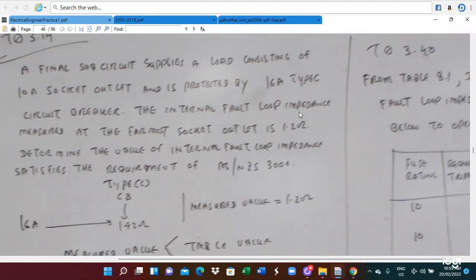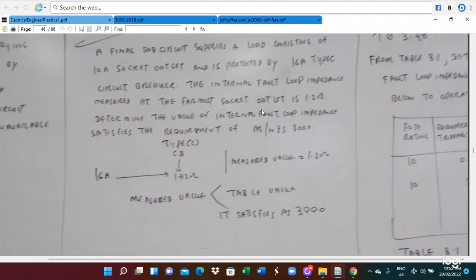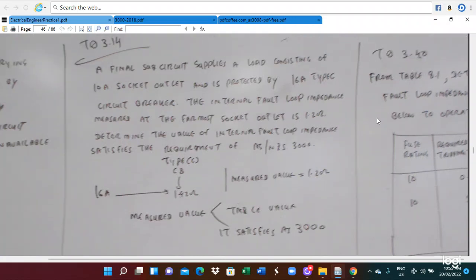Okay, this problem: find a circuit supplying a load consisting of a 10 ampere socket outlet, protected by a 16 ampere type C circuit breaker. The fault loop impedance measured at the socket outlet is 1/3 ohm. We have to determine whether the fault loop impedance satisfies the requirement of AS/NZS 3000. So in this case, we know about the fault circuit current. This is for the protection, the 16 ampere type C circuit breaker.